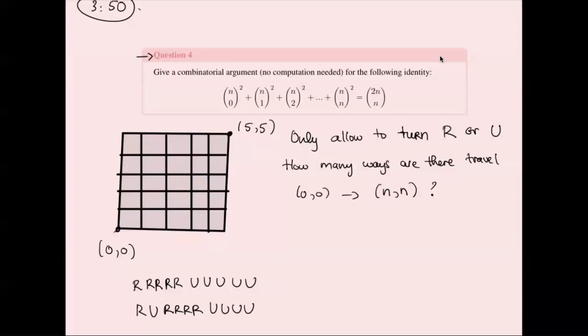So for this problem, the number of ways to go from 0, 0 to 5, 5, where you can only go to the right or go up, the number of ways you can do that is 10 choose 5. Does this specific example make sense?